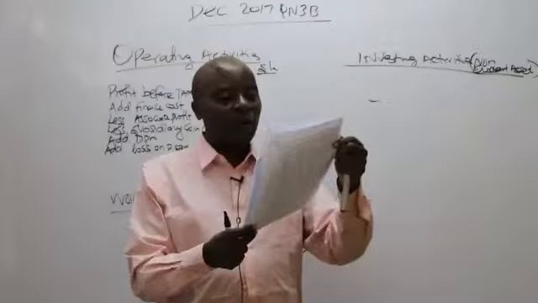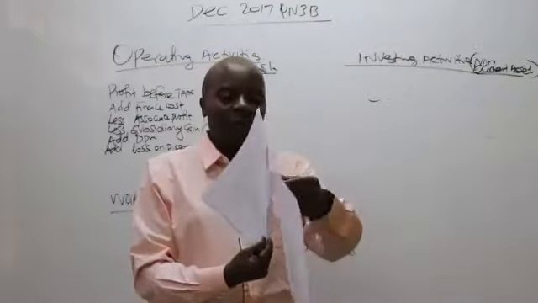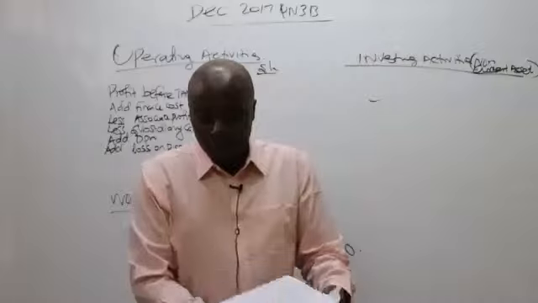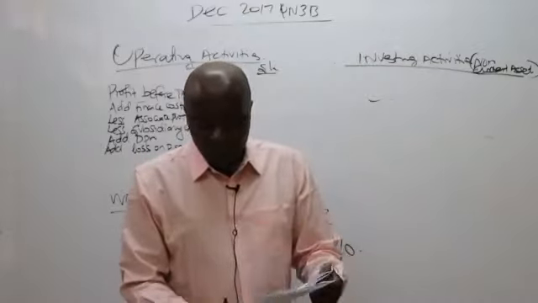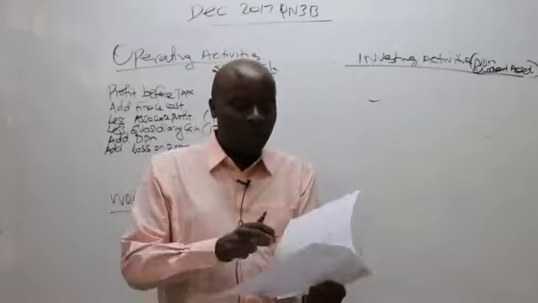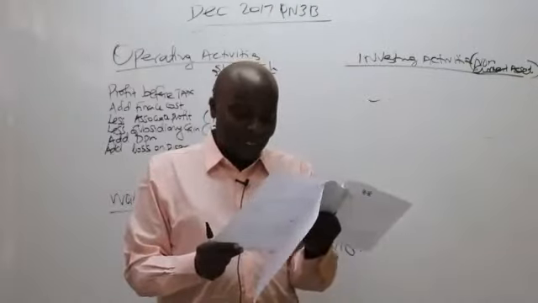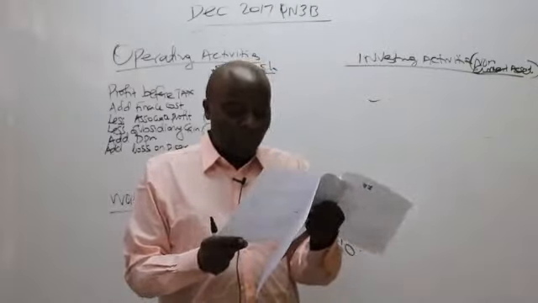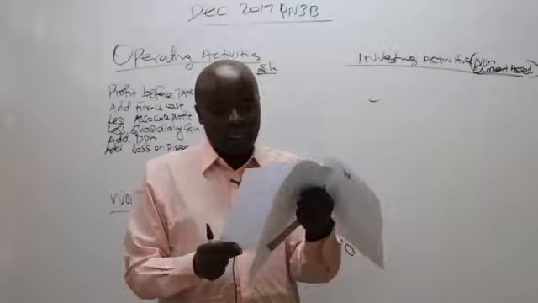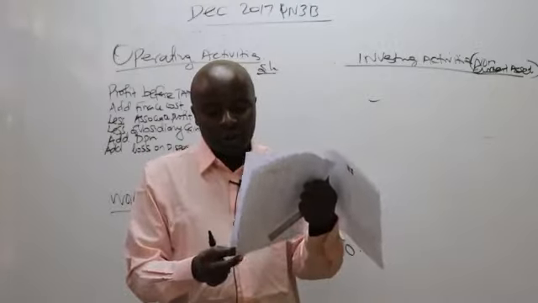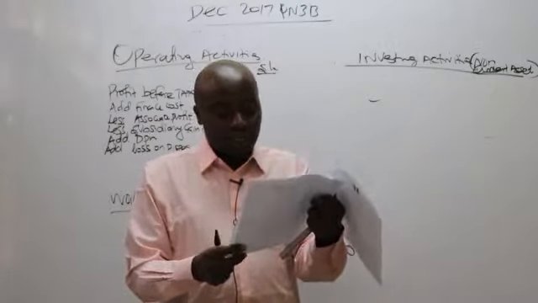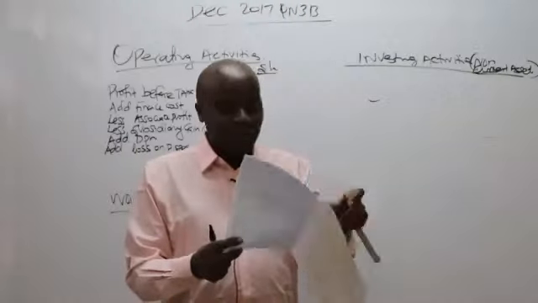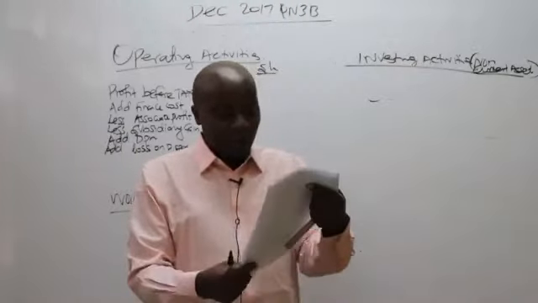Hata unaweza ukaanza na note hapa. Hebu tuanze na note number 1. What are they telling us in note number 1? Wanasema, during the year ended 31st October 2017, depreciation of shillings 240 million was charged in relation to property, plant and equipment. Haya, hiyo najua nitaitumia mahali, lakini tuende kwa number 2 kwanza.